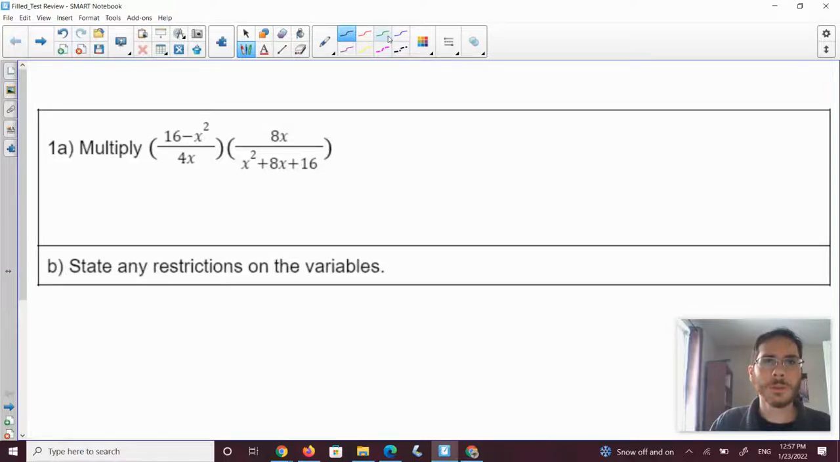All right, this is for the unit 4 test. So let's see what we got. Starting off with number 1, it says we have to multiply these and then state any restrictions on the variables.